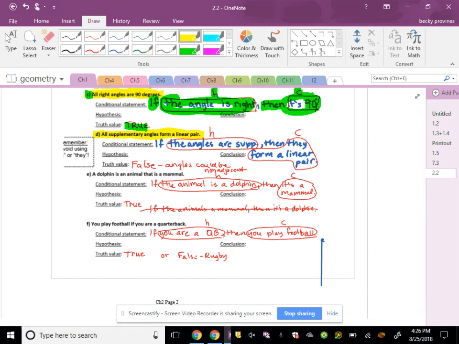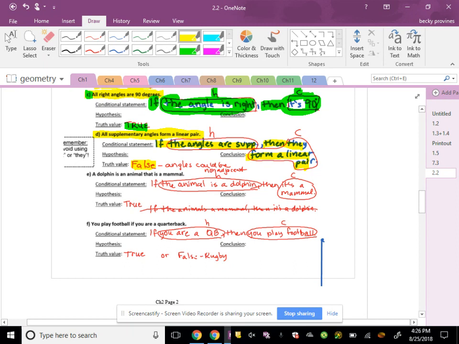The distinction is all supplementary angles are not a linear pair. All supplementary angles form a linear pair. That is not true. Oh, wow, that would be why it's false. Great. So all linear pairs are supplementary. That is the difference, guys. So this sentence says, if the angles are supplementary, then they form a linear pair.